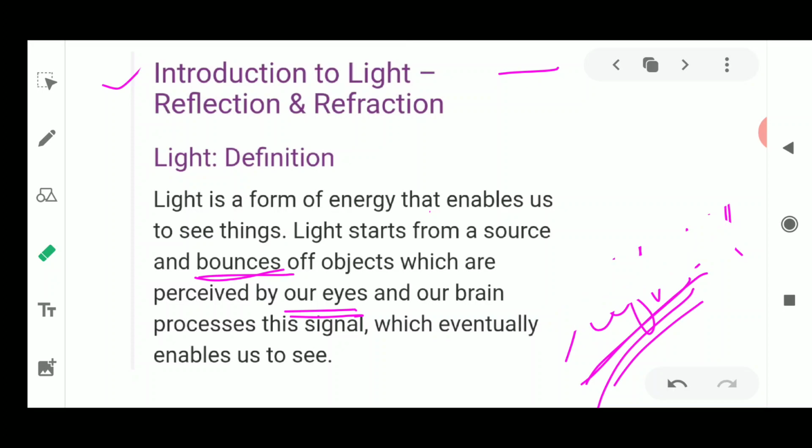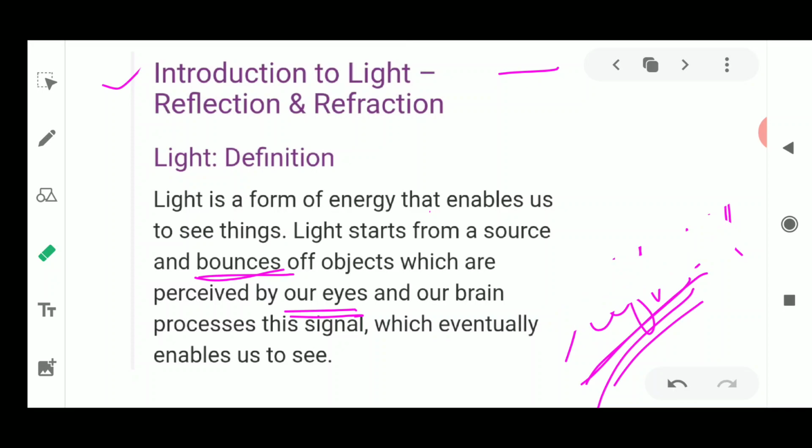Now those objects which do not emit light energy by themselves are known as non-luminous objects, such as the tables and chairs I talked about just now, which are not going to emit their own light. These objects are visible because of the presence of a luminous object besides them.